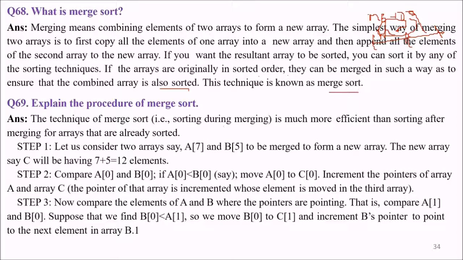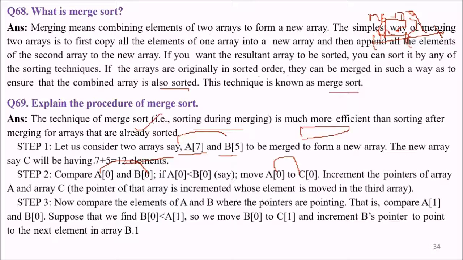The technique of merge sort, or sorting during merging, is much more efficient than sorting after merging for arrays that are already sorted. Let us consider two arrays, say A of 7 elements and B of 5 elements, to be merged to form a new array. The new array will have 7 plus 5, that is 12 elements. So we compare A0 with B0. If A0 is less than B0, we move A0 to C0. We increment the pointers of array A and array C. The pointer of the array whose element is moved to the third array is incremented.